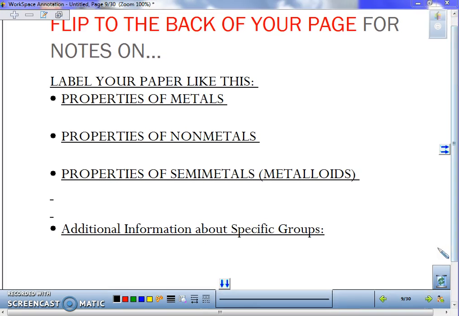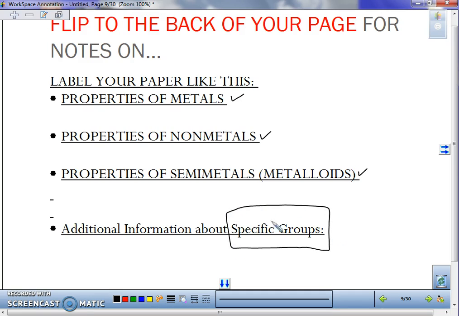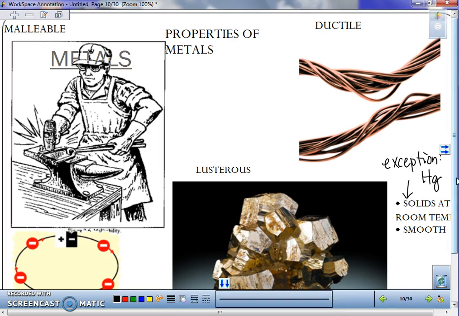So on your note sheet, if you flip it to the back, we are going to take some additional notes on properties of metals, nonmetals, metalloids, and then we're going to look at some properties of specific groups.